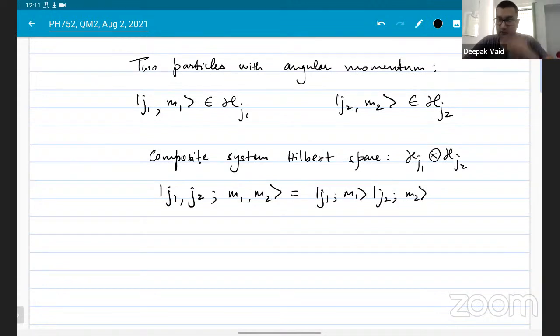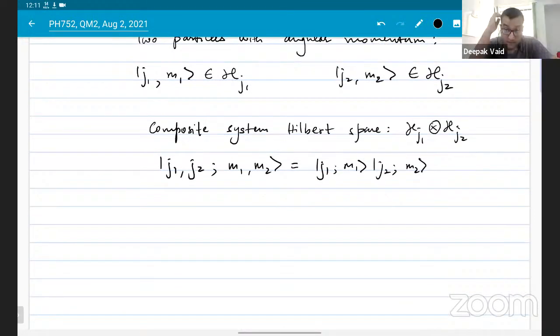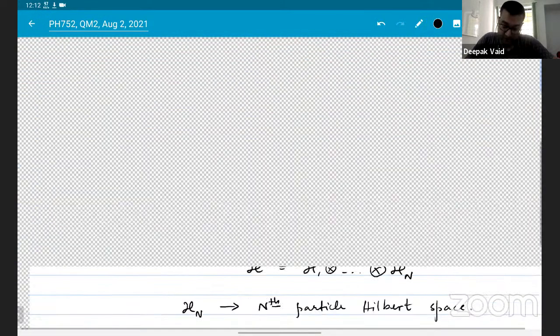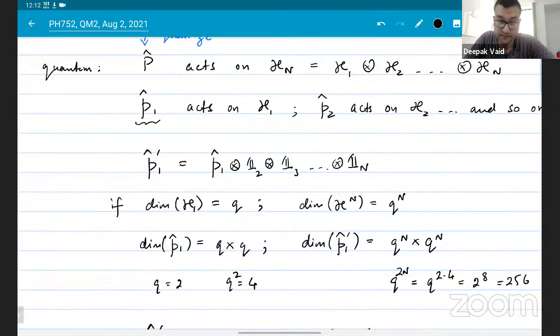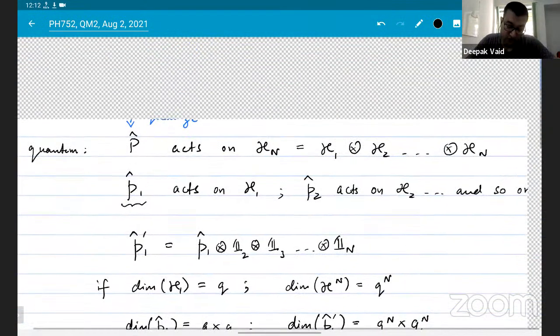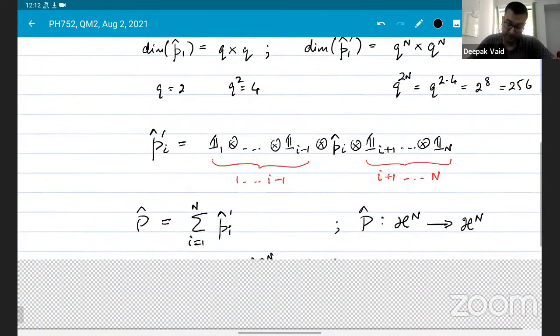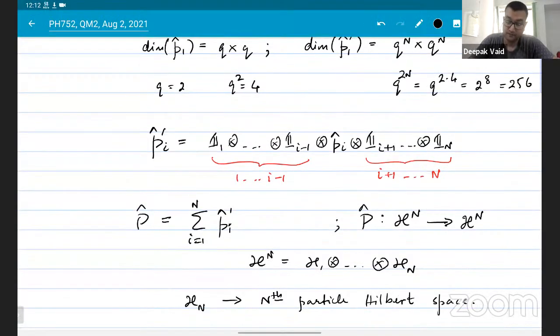So this is |j1 m1> and |j2 m2>, right? So this is the tensor product. Okay, fine. But now we want to ask, for instance, what is the total angular momentum of this system? Now we know how to define operators which act on the composite Hilbert space. So we know how to define something like the total momentum operator.